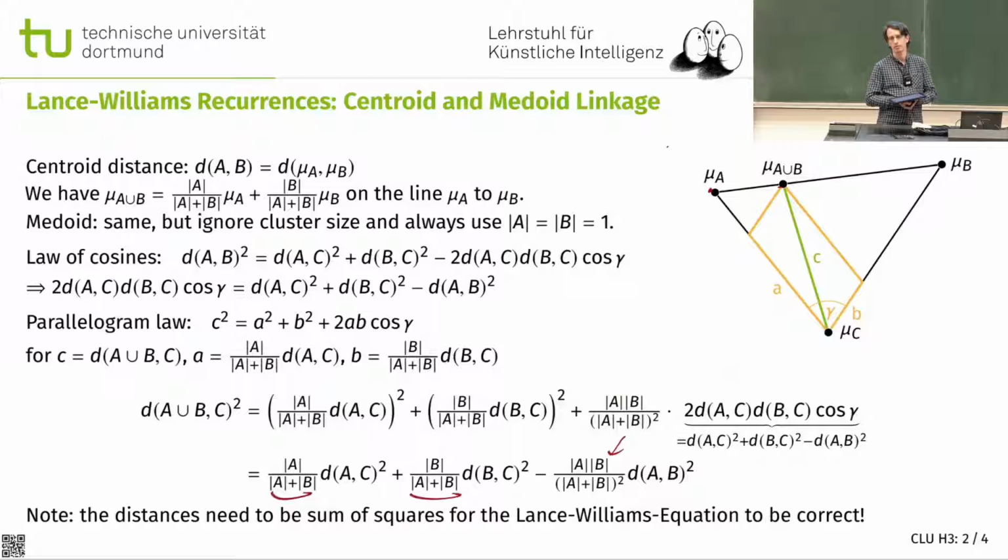Now, if we look at medoid linkage, we don't have this nice solution of medoid linkage that we could compare to. But if we set A and B to be 1, then this becomes 1/2. This becomes 1/2. And this becomes 1/2 squared. Minus 1/4. And that's exactly the terms that we get in the Lenz-Williams equations. So the Lenz-Williams equation for medoid linkage is the same as centroid linkage. I'm just ignoring the size.